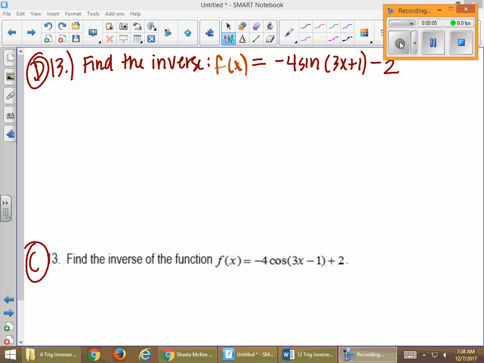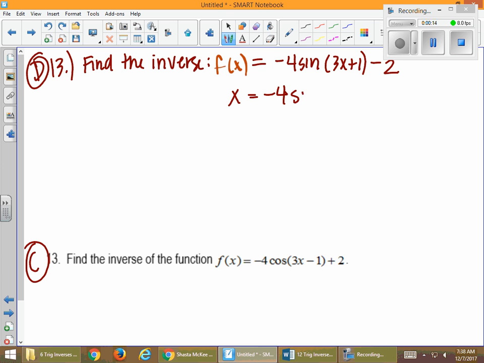So find the inverse. Switch x and y. So our f of x is y. So we're going to bring our x over here. And it feels funny to write that y in there.